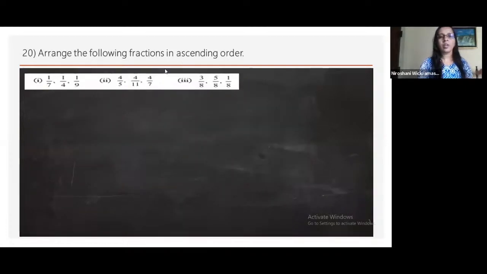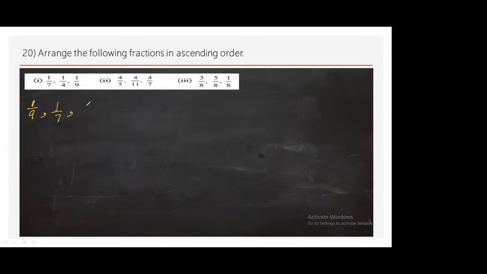Arrange the following fractions in ascending order. Ascending means smallest to the largest, right? Now check. According to this, all the numerators are same. The larger fraction is 1/4, and the smaller one has the denominator with the larger number, right? 1/9. Then next smaller, 1/7. The largest one is 1/4.